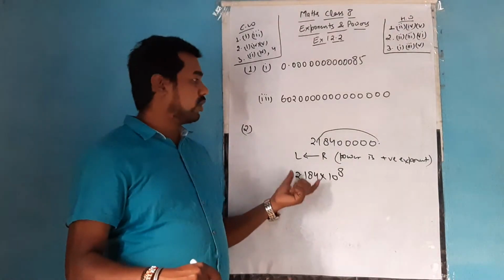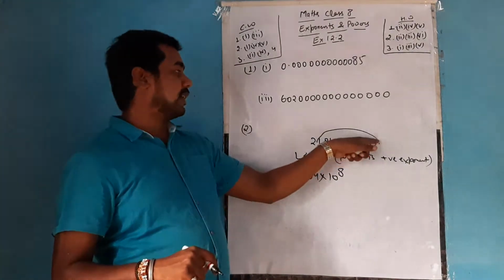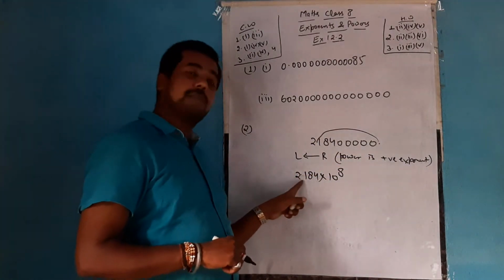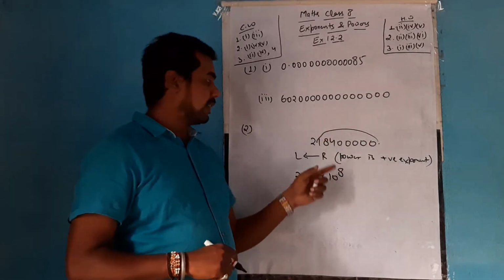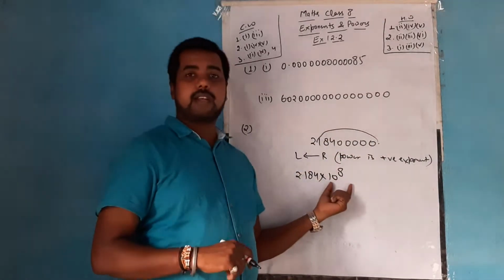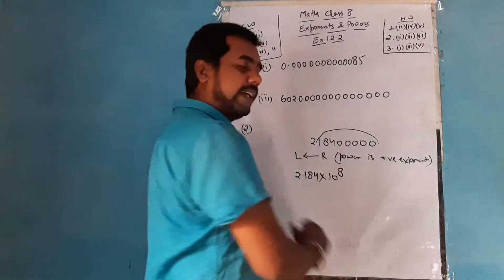So that's why I have told you, when you have to write a number in exponential form, you need to keep in mind that the decimal should be after the first digit, and the number of places you are shifting the decimal will come in the power of 10, and the power will be positive when you are shifting the decimal from right to left.